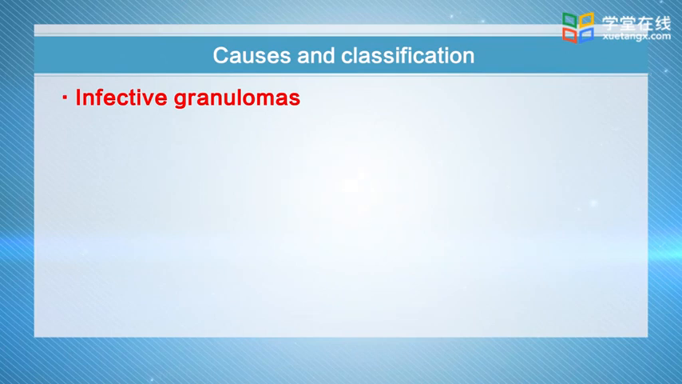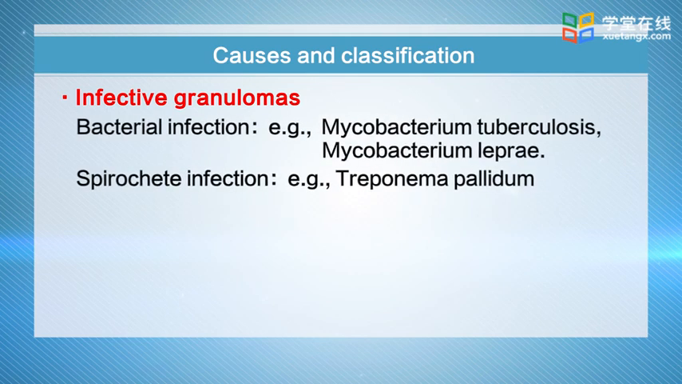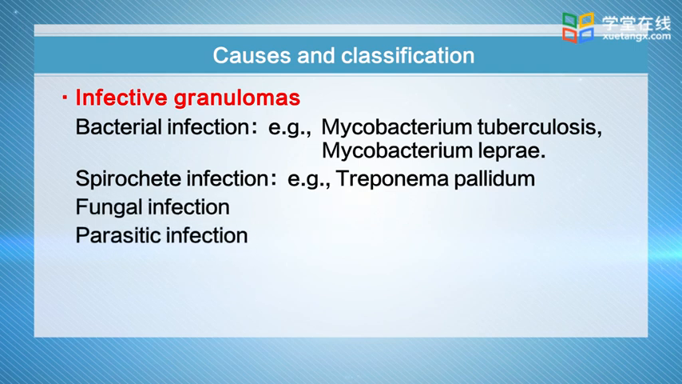Infective granulomas are mainly caused by persistent T-cell mediated immune responses to certain microbes that cannot be readily eliminated by phagocytes, such as certain bacteria, fungi, and parasites.